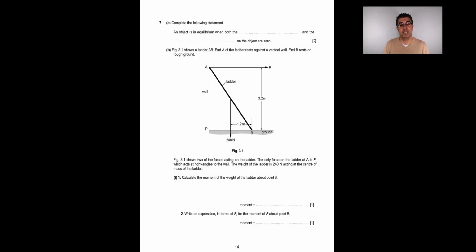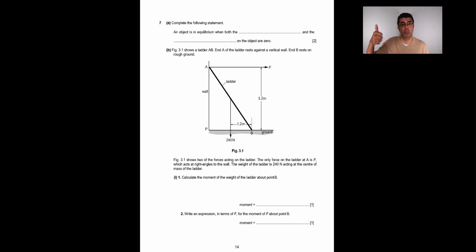Question number 7. Complete the following statement. An object is in equilibrium when both the forces up and down the way and the clockwise and anti-clockwise moment on an object are 0. This question was fairly badly done. People did not get full marks. And it is in the book. And it is quite a popular question, so please understand this. Basically, the resultant force has to be 0.